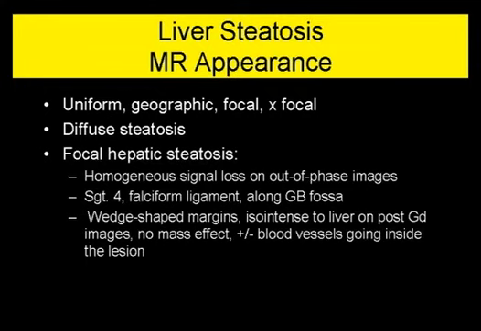So the typical appearance is usually diffuse, can be uniform or geographic, can be focal or multifocal. So when it's focal, usually the location is around the gallbladder or segment 4 or the falciform ligament. And a lot of times it's kind of wedge-shaped, irregular shaped. It's usually homogeneously enhancing. And sometimes you're going to see blood vessels going through the lesion.